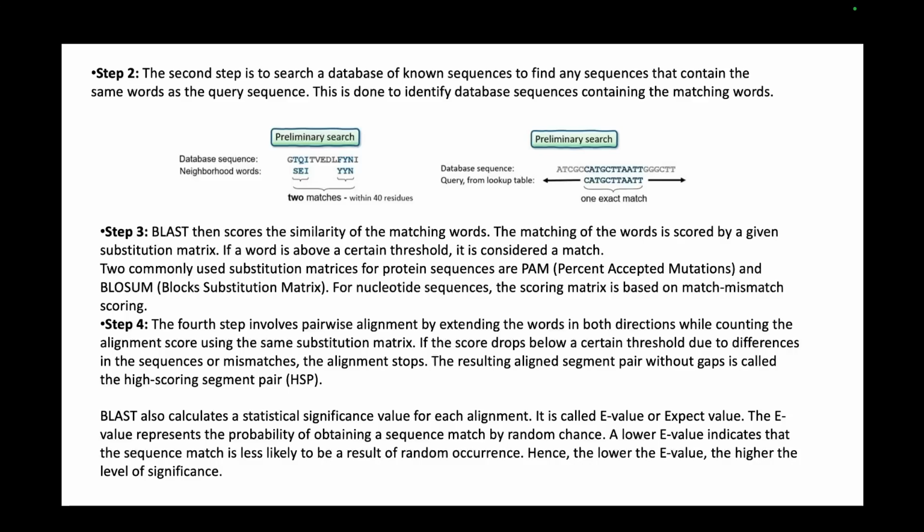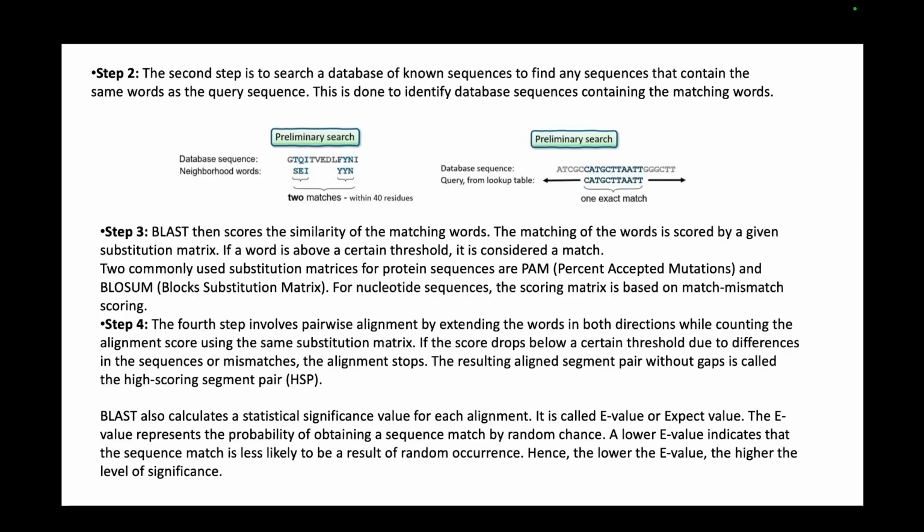Along with that, BLAST also calculates a statistical significance value for each alignment. This is called the expected value, or the e-value. The e-value represents the probability of obtaining a sequence match by random chance. A lower e-value indicates the sequence match is less likely to be a result of random occurrence. Hence, the lower the e-value, the higher the level of significance.